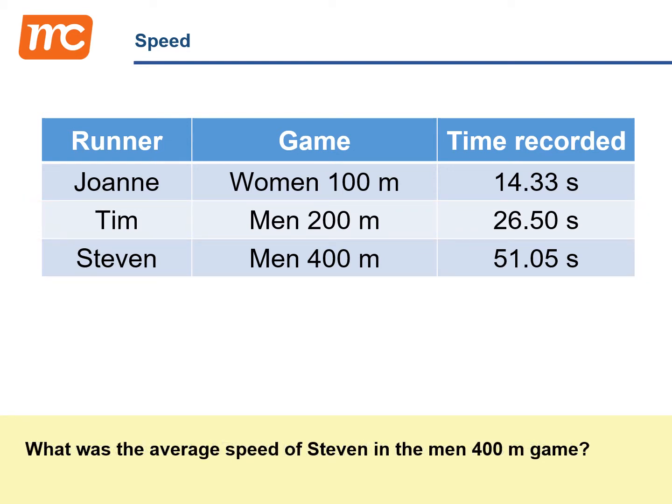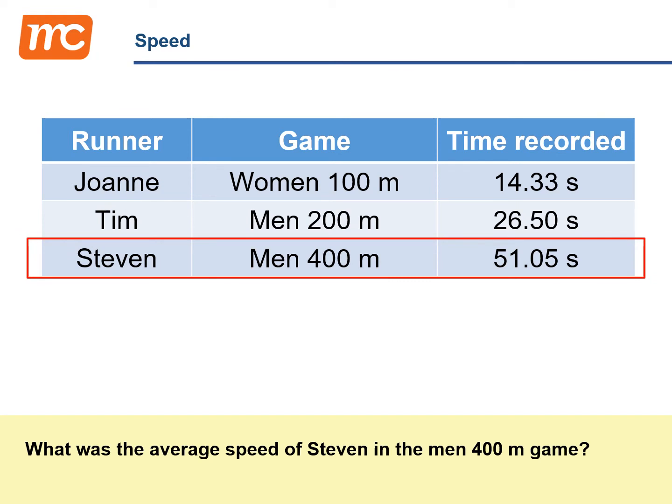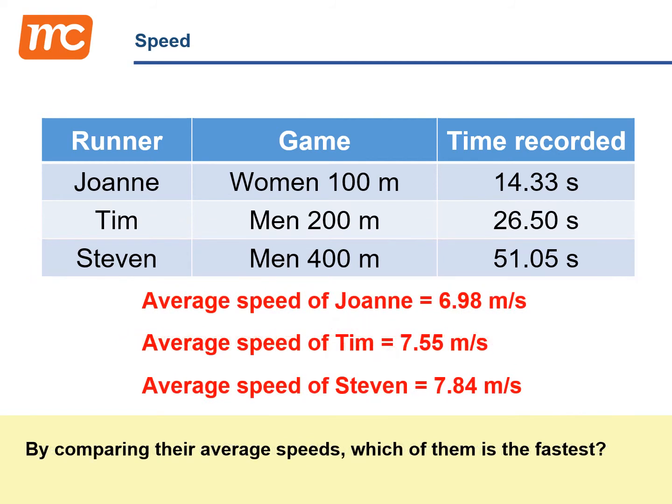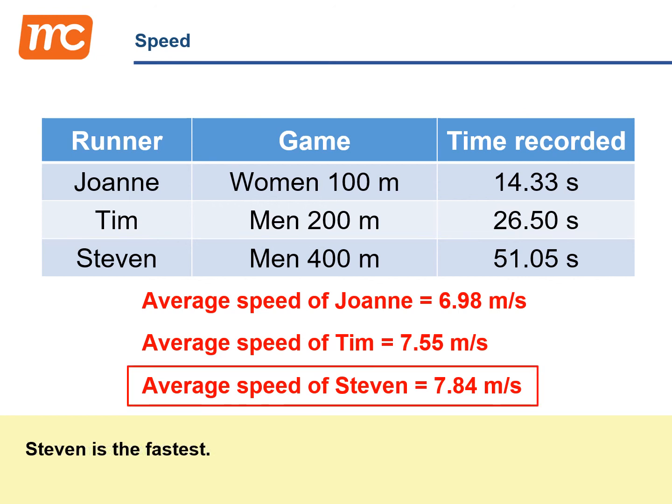What was the average speed of Stephen in the men 400 meters game? The average speed of Stephen in the men 400 meters game was 7.84 meters per second. By comparing their average speeds, which of them is the fastest? Stephen is the fastest.